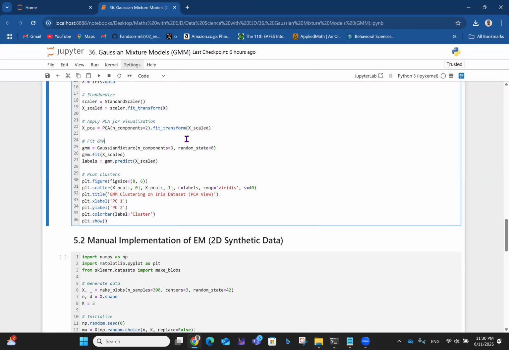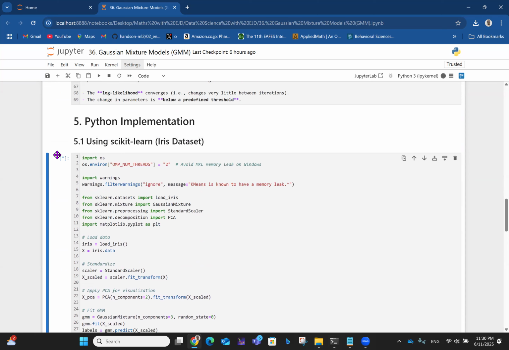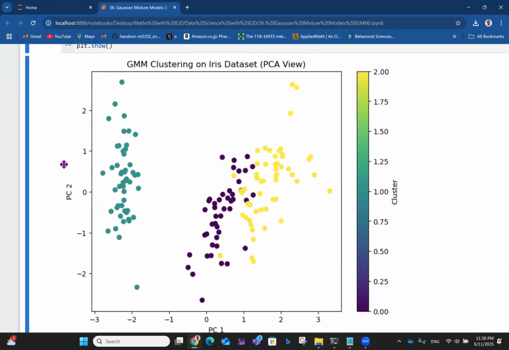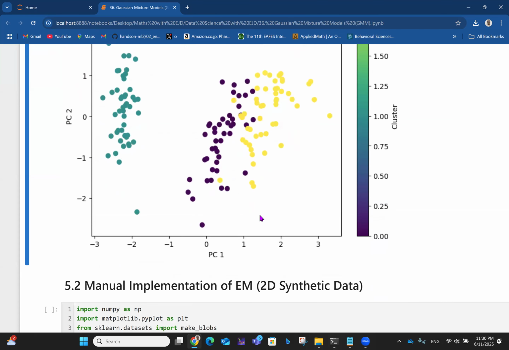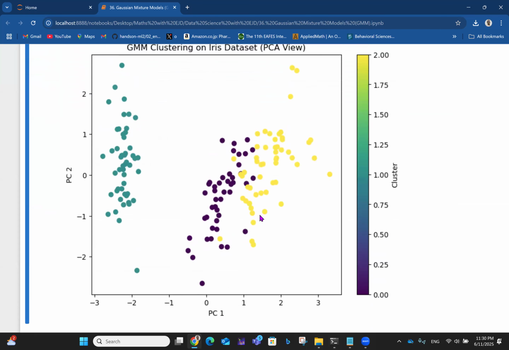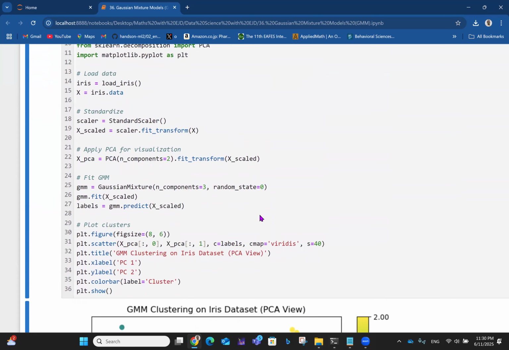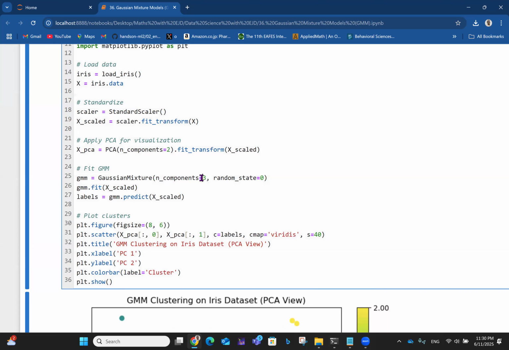So I run this now. The asterisk tells you it's still running, but now it's done. So we have the GMM clustering on the Iris dataset. We have the blue cluster, the brown cluster, and the yellow cluster. I think this one is almost like brown or purple or indigo, I don't know. So we have this visualization right here, and that is happening because we chose three clusters, components. So what if we make it just two?